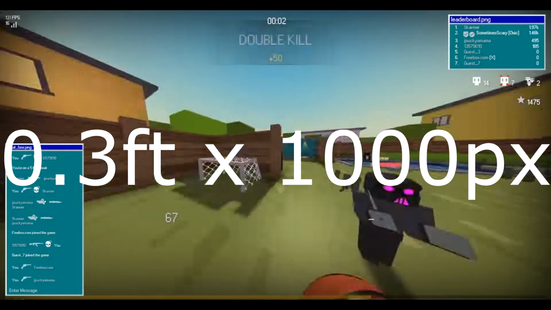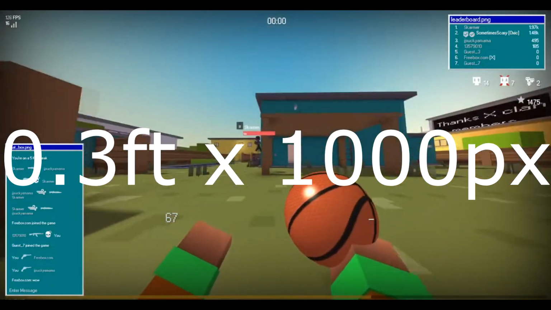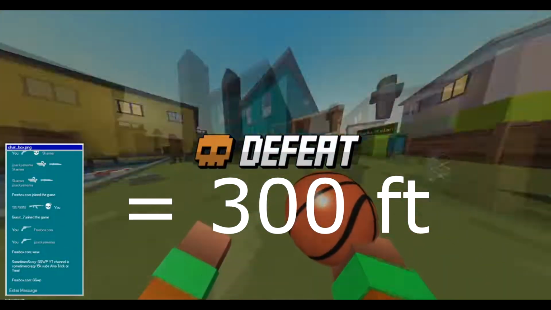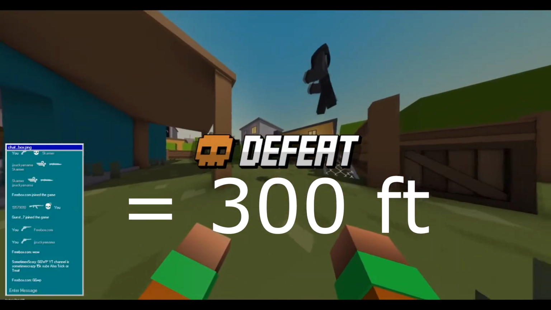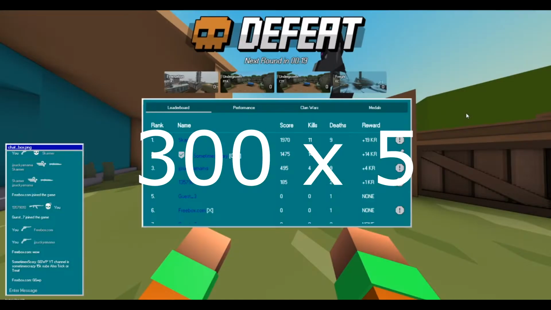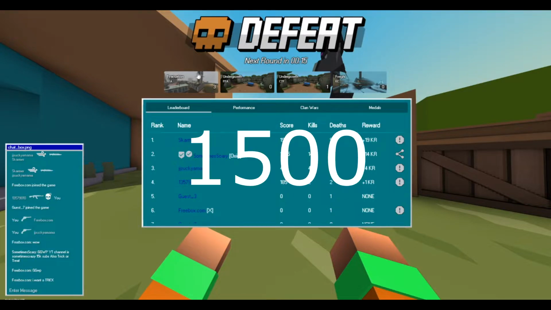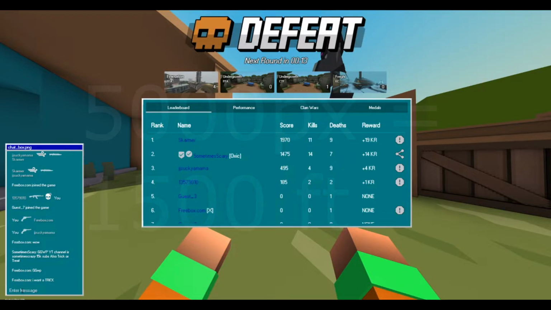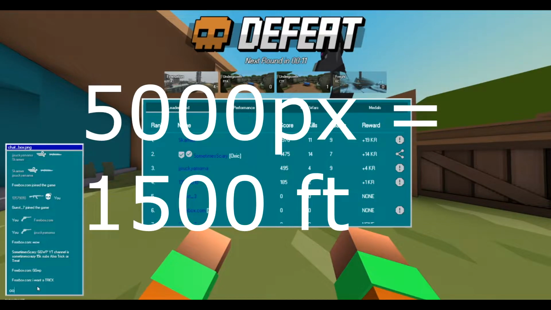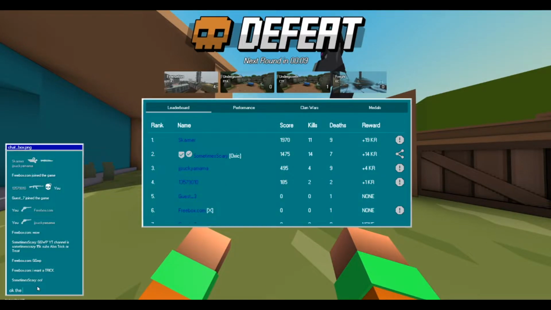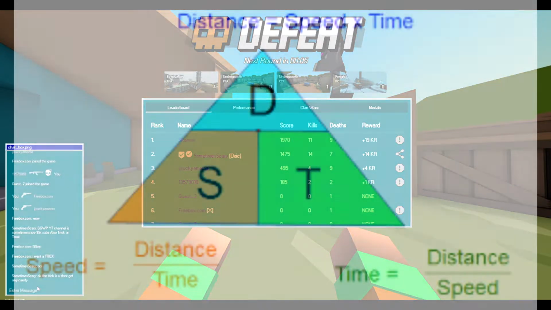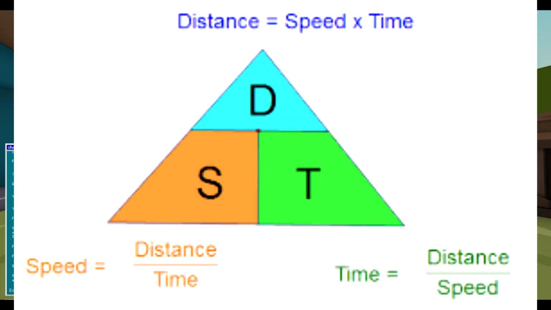So if we times 0.3 feet by 1,000, that's 300. So 1,000 pixels is 300 feet. Obviously we need to times that number by 5 because it was 5,000 pixels, and 300 times 5 is 1,500. Thus, 5,000 pixels is 1,500 feet. Simple science shows us that in order to work out speed, you need both distance and time. Both metrics we actually have now.